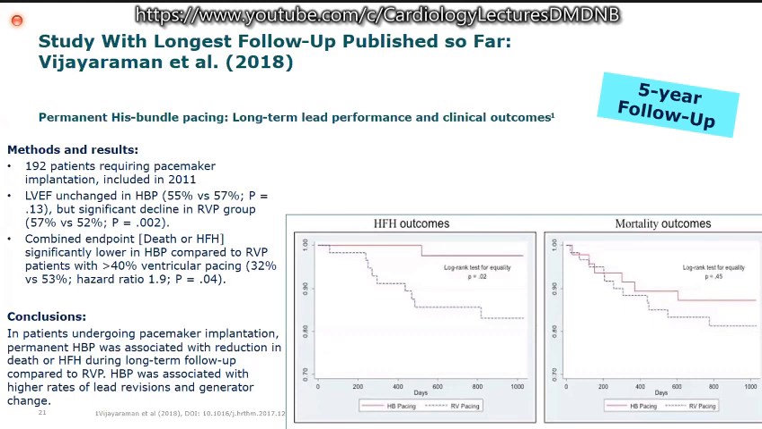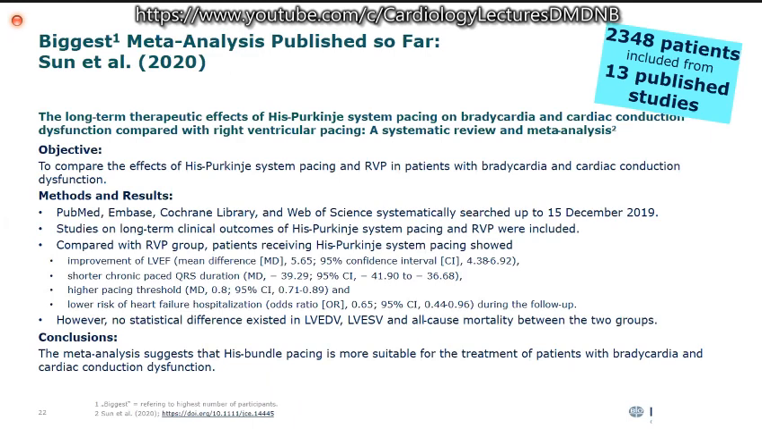And then the Abdelrahman meta-analysis that was published in 2020 had data from 2,348 patients from 13 studies, which looked at the long-term therapeutic effects of conduction system pacing on bradycardia and cardiac systolic dysfunction compared to RV pacing.